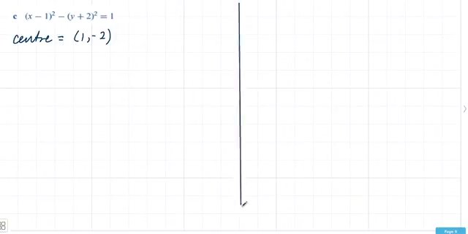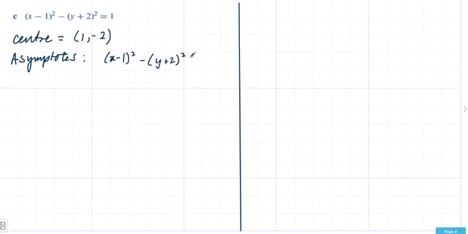To find the asymptotes, same deal. So we're going to let (x - 1)² - (y + 2)² = 0. What we could do here is expand this out and then solve it, which is a bit ugly. There's a little bit of work with that. Or we can just shortcut it.